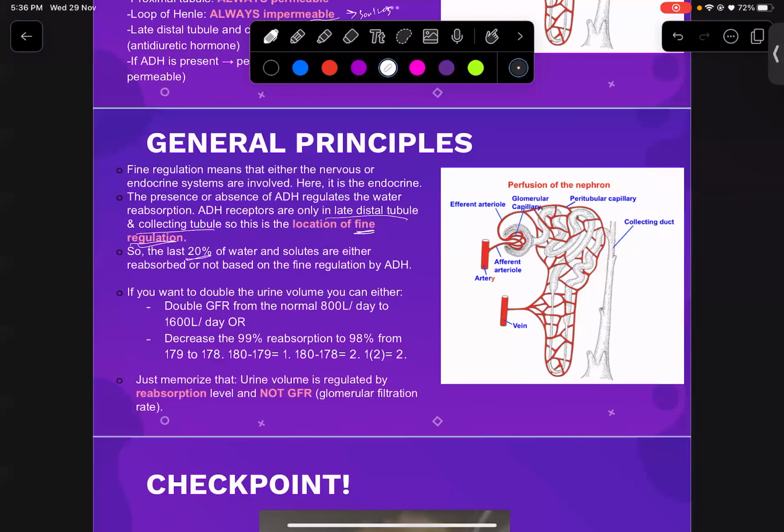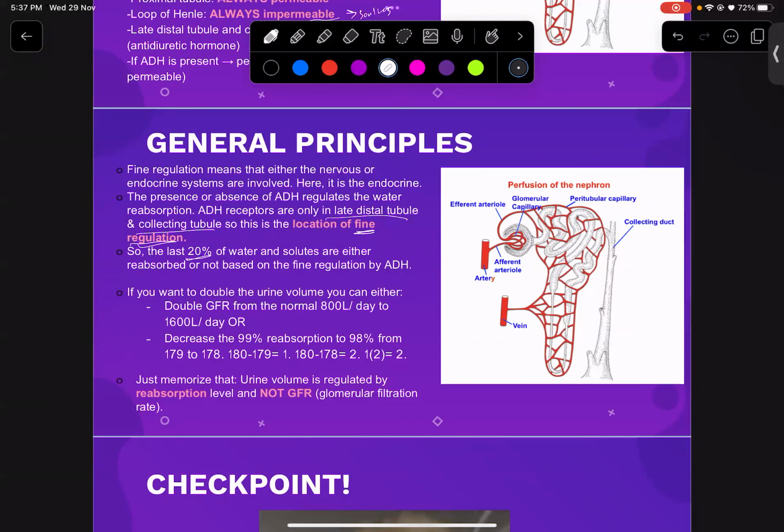If you double the GFR from the normal 800 liters per day to 1,600 liters per day, you're actually going to get double the volume at the end. It's just going to be really tedious for the kidney to go through all of this amount of GFR per day. It just doesn't make sense for the kidney to filter double the amount just to double the urine volume. So what it does instead is decrease the reabsorption from 99% to 98%.